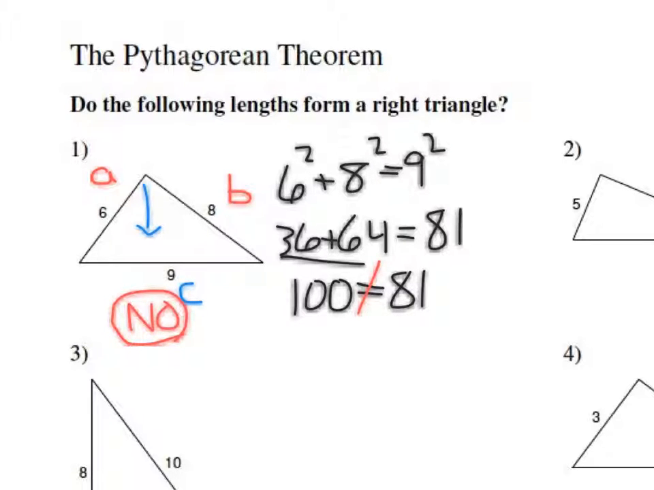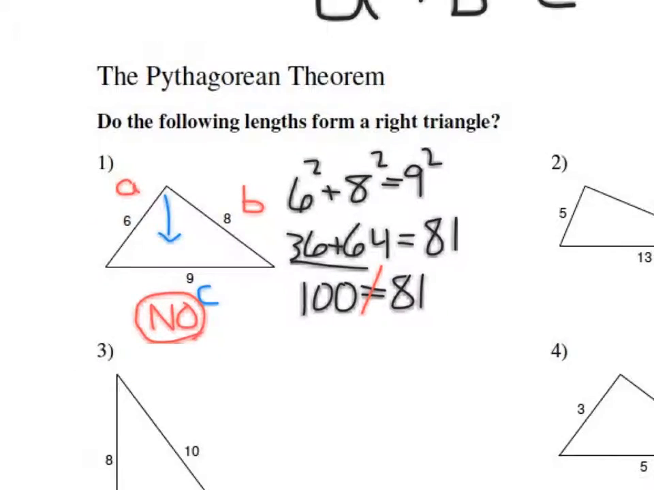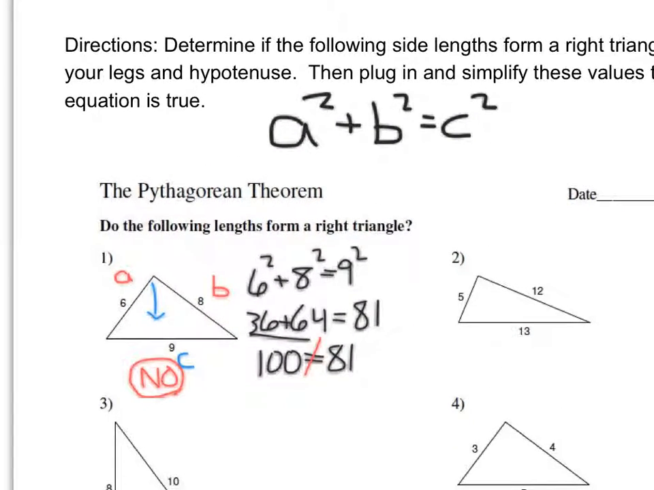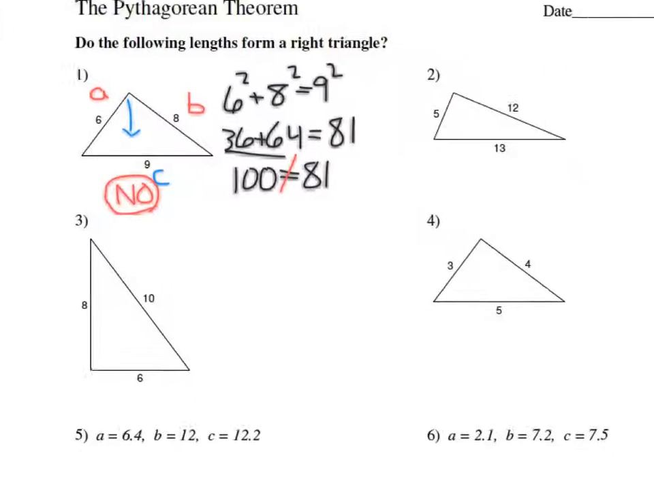If we got something that said 100 equals 100, that would be a right triangle, and our answer would be yes. This is the work that I need to see on your worksheet. It's the same process for each of these. Just check your a squared plus b squared equals c squared. If it works, then yes, it is a right triangle. If it does not show that that works with them being equal, then it is not a right triangle, like this first example.